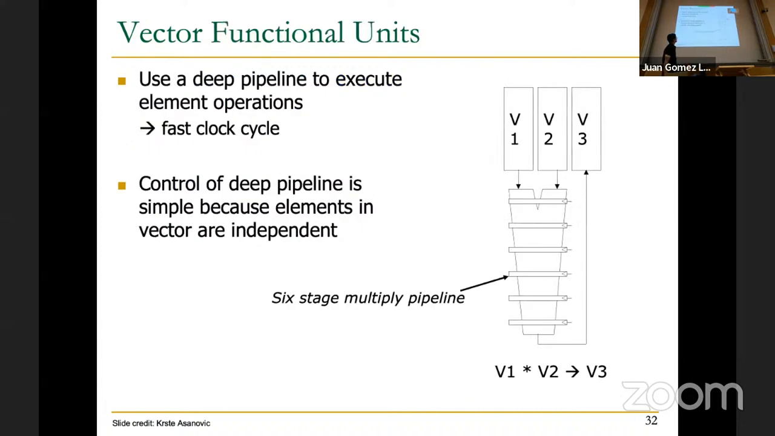Okay, and this is how a vector functional unit looks. It can have a deep pipeline. Remember that this is possible because there are no dependencies across the different elements that we operate on in the vector processor. In this particular example, it's a six-stage multiply pipeline. So in every single cycle, we fetch one element from V1, one element from V2, and start one multiplication in this particular case, and cycle after cycle, we obtain one result that goes back to V3 to be temporarily stored.